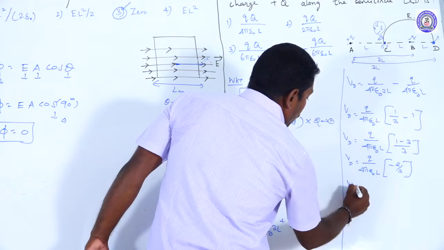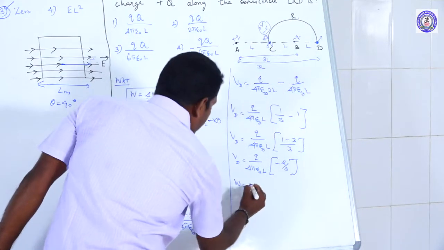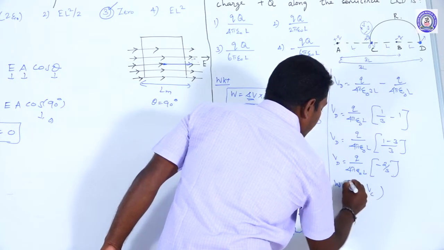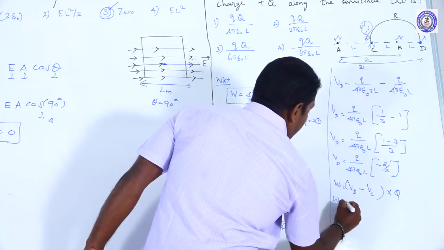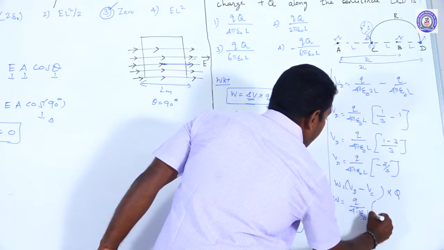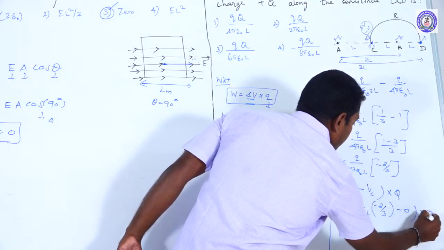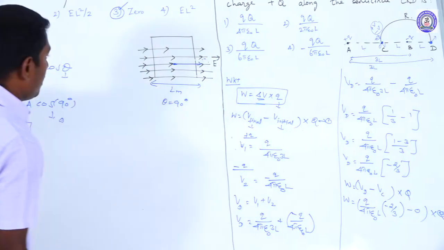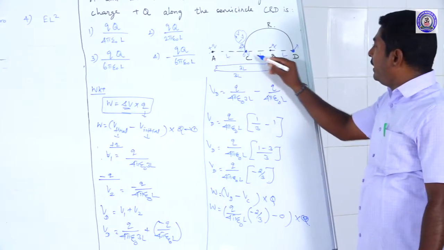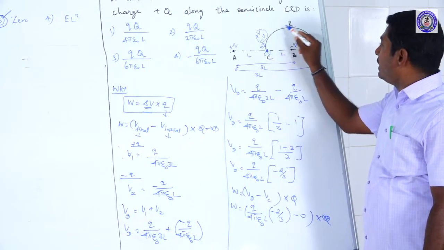But our aim is to determine the work done in moving the charge from point C to point D. W is equal to final potential Vd minus initial potential Vc, times the moving charge Q. So, W is equal to Vd, which is Q divided by 4 pi epsilon naught L times minus 2 divided by 3, minus 0, times Q. In moving a charge plus Q from point C to point D through a semicircular path, the work depends only upon the initial position and the final position, and is independent of the nature of the path.